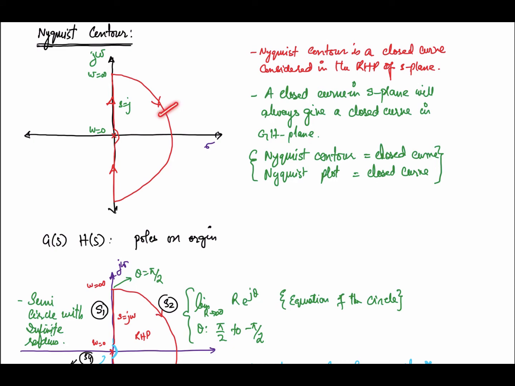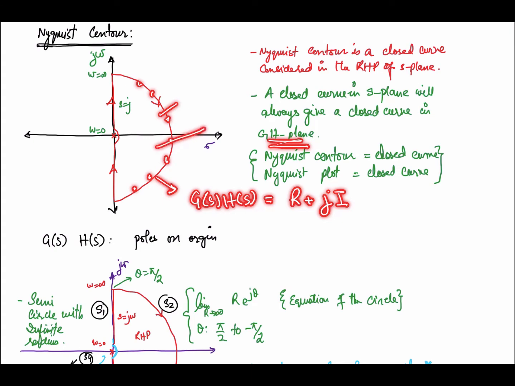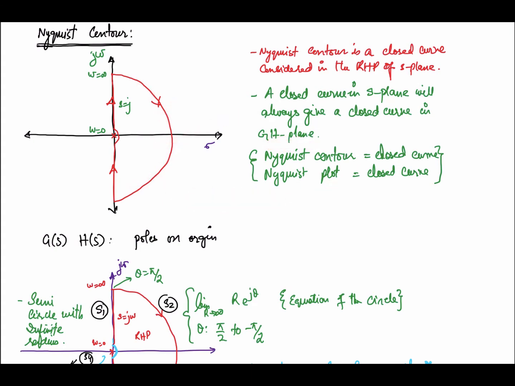You have this contour, and you have different selected points on this contour. You will use those points and solve G of s, H of s for that value of s, and then you will represent it in terms of the real and imaginary parts. Then by plotting the real and imaginary parts, you will get the GH plane representation of this closed path which is considered in the S plane. So if it is a closed path in the S plane, you will get a closed path in the GH plane.